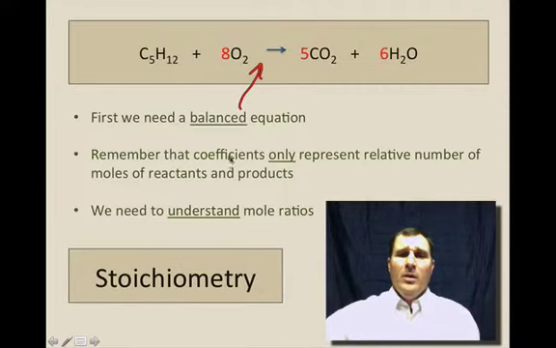Now, I want you to remember that all these coefficients only represent relative numbers of moles of reactants and products, right? They don't mean that 8 molecules of oxygen make 5 molecules of carbon dioxide. No. What it means is this is a ratio. So for every 8 moles of this, there are going to be 5 moles of CO2. And we need to understand mole ratios.